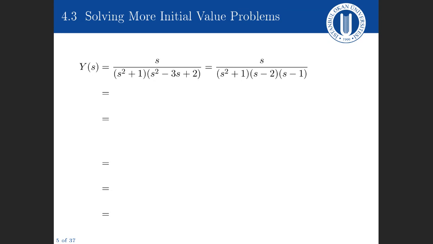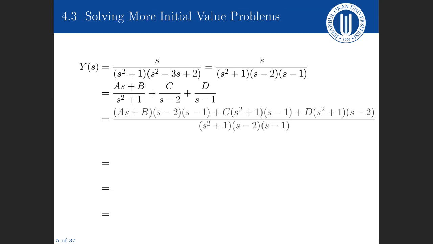We need to use partial fractions to split this up into three easier functions. It's going to be something over s squared plus 1 plus something over s minus 2 plus something over s minus 1. Because s squared plus 1 is a second degree polynomial, the something on the top must be a first degree polynomial, always one less. Because s minus 2 and s minus 1 are first degree polynomials, on the top we would have a 0 degree polynomial. A 0 degree polynomial is just a constant.